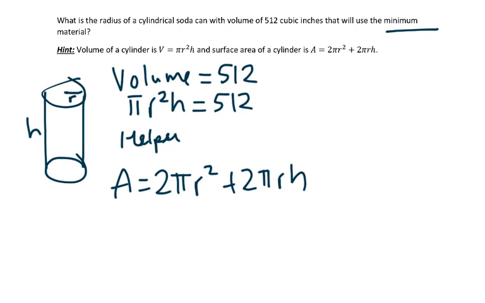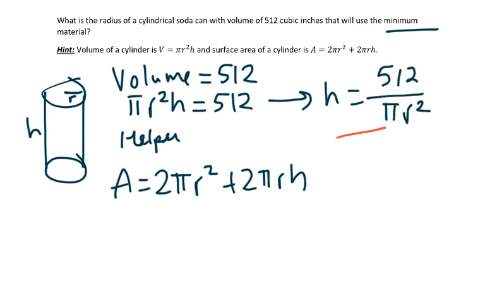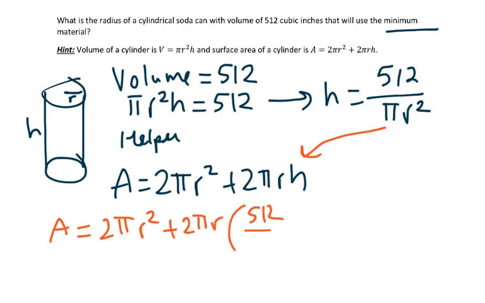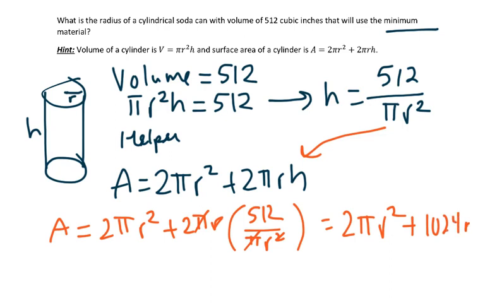I want to find the radius, so I'm going to solve this equation for h. So h is 512 divided by pi r squared. And I'm going to plug it in there for h. So I have area is 2 pi r squared plus 2 pi r times 512 over pi r squared. The pi's cancel, one of the r's cancel, so I end up with 2 pi r squared plus 2 times 512, which is 1024 r to the negative 1.